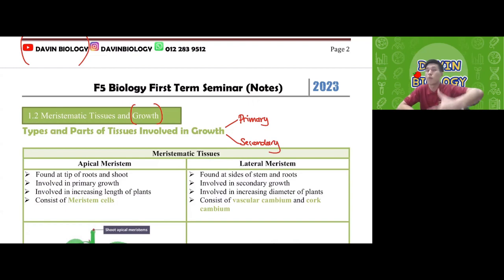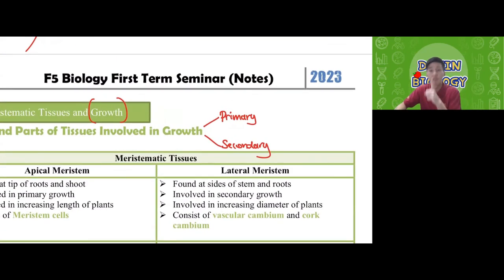Primary is always the most important one. Plants will undergo primary growth first, definitely. It's like you go to primary school, then only secondary. The importance of primary growth is to increase the length of plants, the height, in general, means becoming long. But when plants become tall and long, you become unstable. Imagine you're skinny and long like that. When wind blows, you will tumble down. Therefore, you need secondary growth to help increase the diameter of the plant.